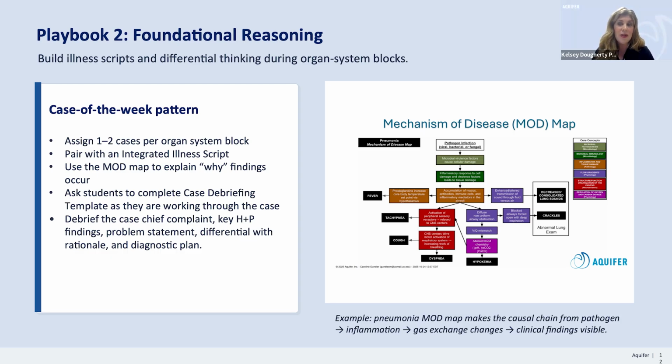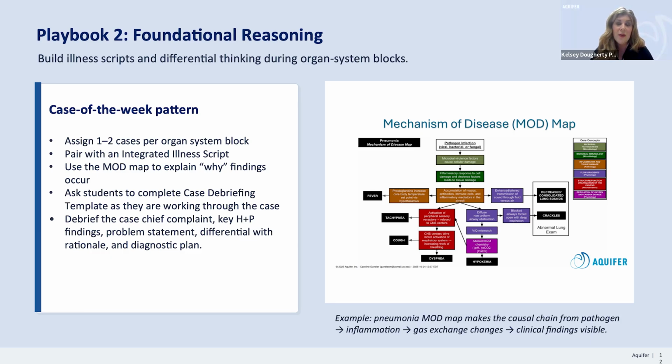So a case of the week model, assigning 1 or 2 cases per block, can provide enough repetition without overwhelming the course. One example may be a case on cystic fibrosis for genetics. There's a Pediatrics 26 case that's a 9-week-old who's not gaining weight. Or maybe during a pulmonary course, having students review the mechanism of disease map for pneumonia that's shown here on the right side of your screen, and then assigning an Aquifer case of a patient presenting with pneumonia. For example, there's a Geriatrics 17 case that's a nursing home resident who develops pneumonia.